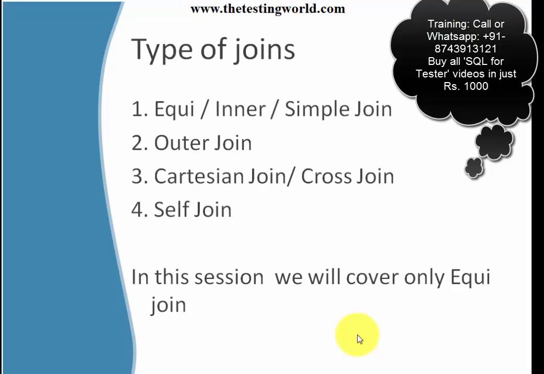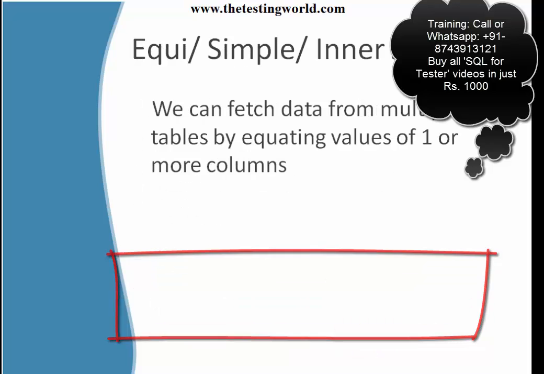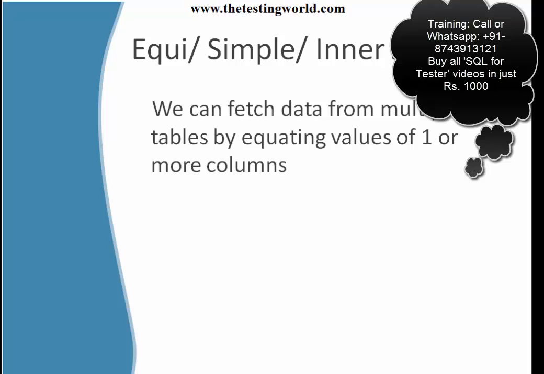We have mainly four types of joins: Equi join, which is also called inner or simple join; outer join; Cartesian join, also called cross join; and self join. In this session, we are going to cover only Equi Join. By using Equi Join, we can fetch data from multiple tables by equating the values of one or more columns.